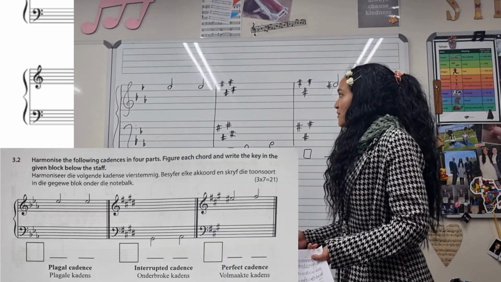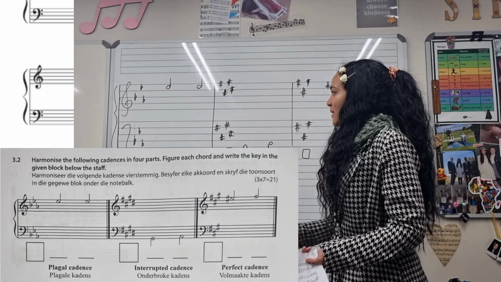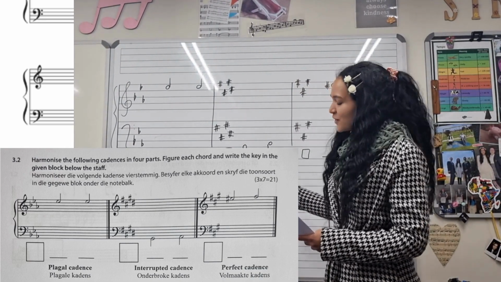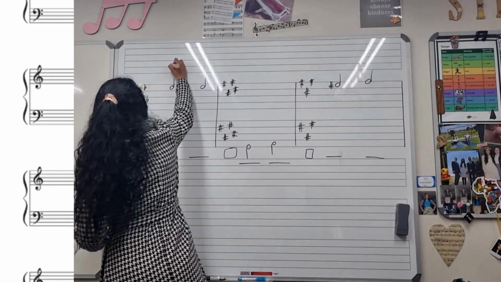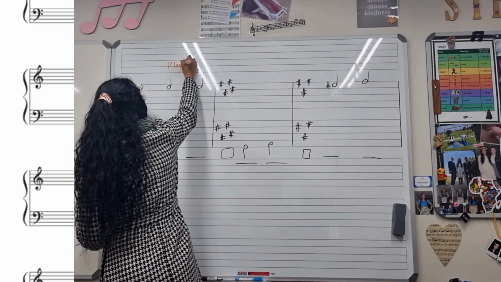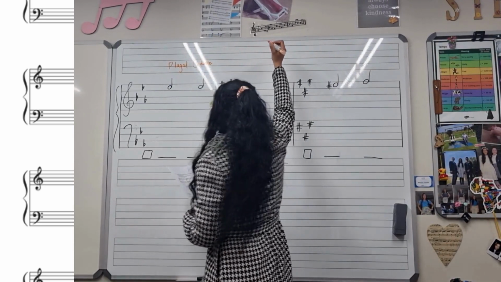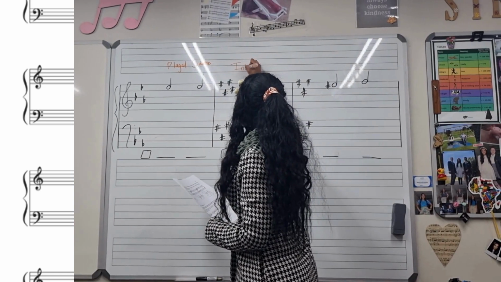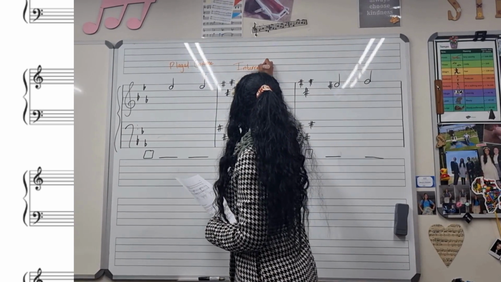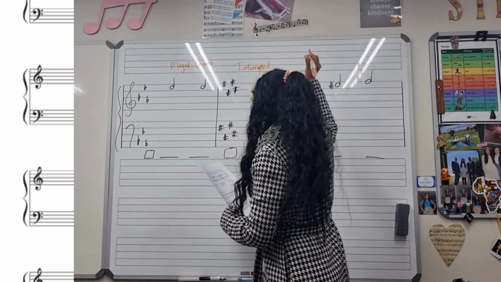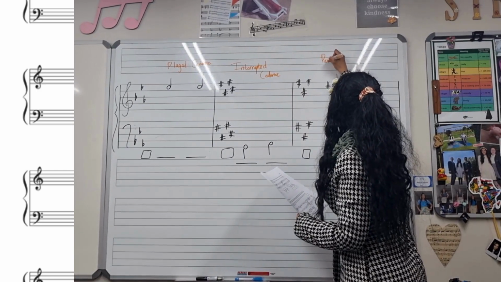So here we go. What we have to figure out is, okay, are we in a major or minor key? How do I figure the respective cadence that they give us? First things first, they would like us to figure a plagal cadence. So we have to know what that means off the bat. Then we have an interrupted cadence or a deceptive cadence. Then we have to know off the bat what that means. Lastly, they ask of us a perfect cadence.